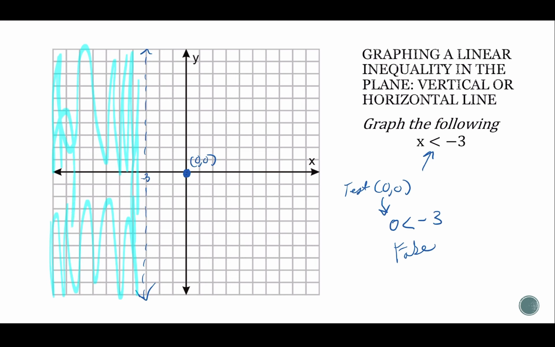This is kind of clearer to see when it comes to vertical and horizontal lines, but when we start working with linear inequalities in 2 variables, you're going to see how it might be not so clear.